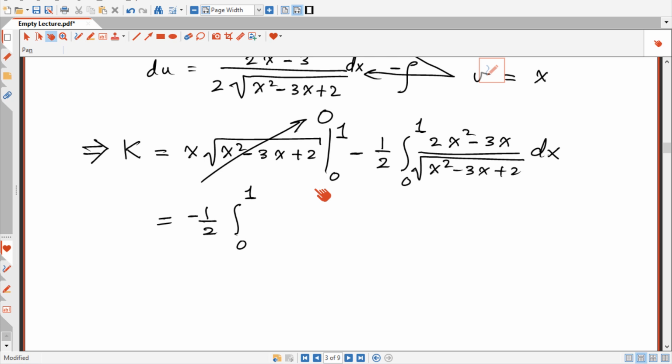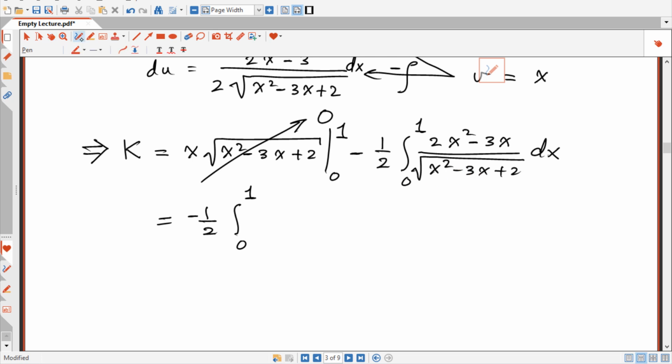To solve this integral here, we can use the same trick. We can express the numerator here as a function of the quadratic term here. So what I will do, I will add up terms.